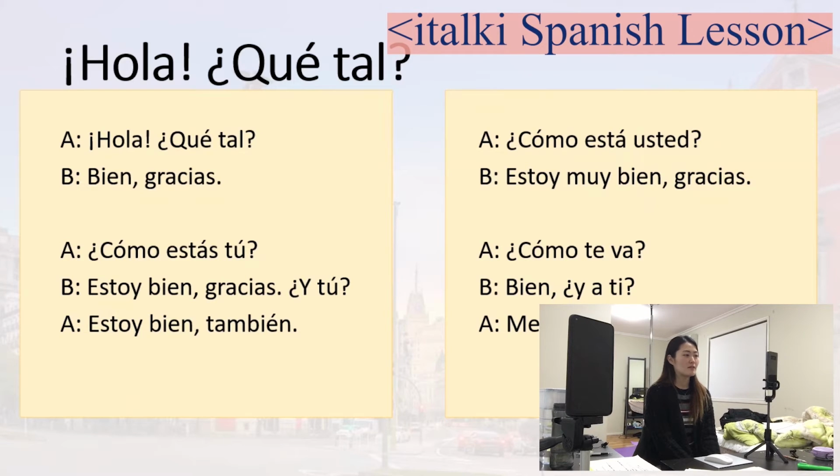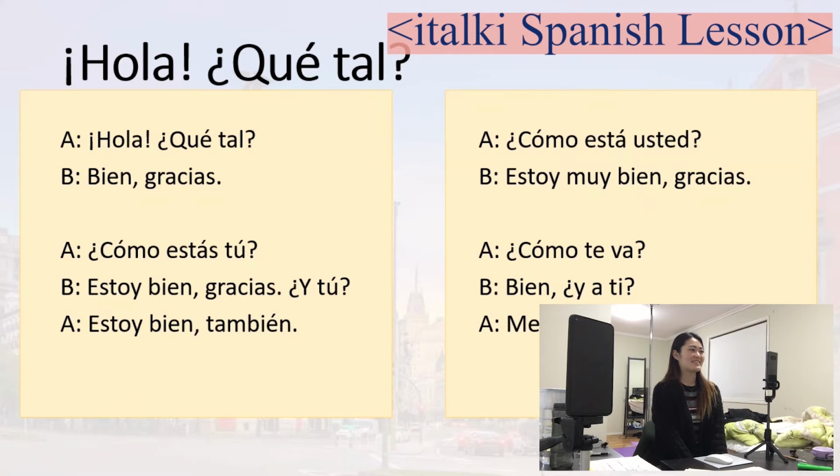Yes. So let's practice now again. Everything. Okay, so let's go. Hola, ¿qué tal, Aria? Bien, gracias. ¿Cómo estás tú? Estoy bien, gracias. ¿Y tú? Estoy bien también. Usted, ¿cómo está usted? Estoy muy bien, gracias. ¿Y cómo te va, Aria? Bien. ¿Y a ti? Me va bien, gracias.